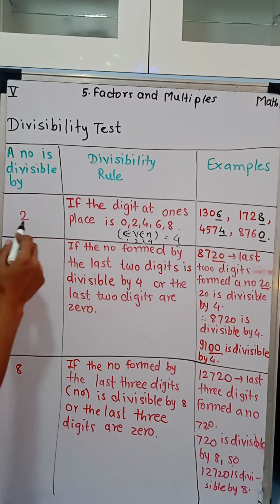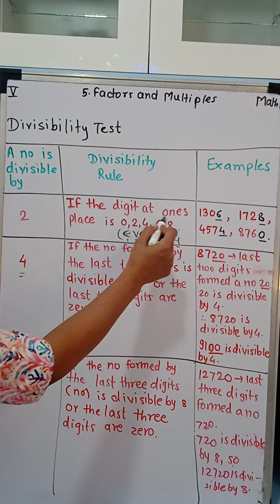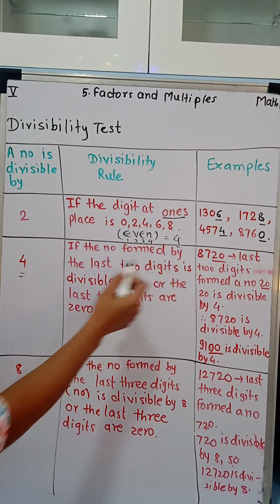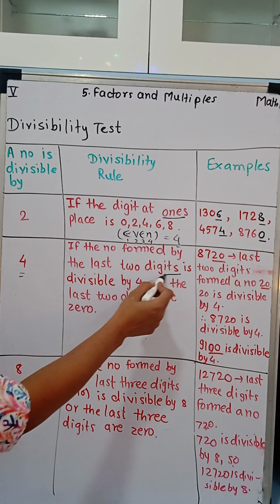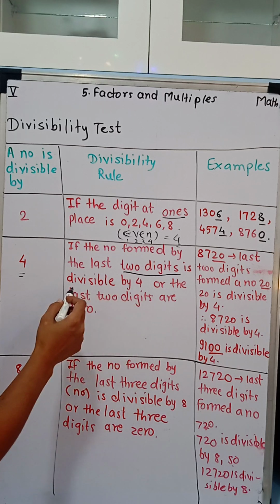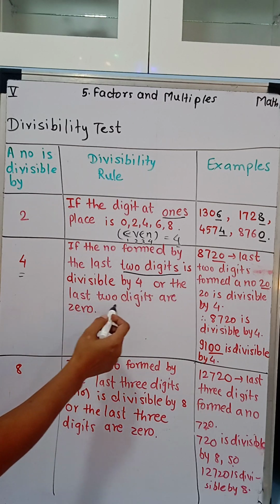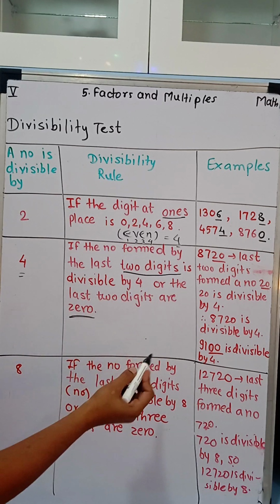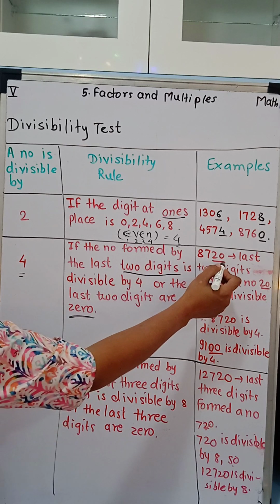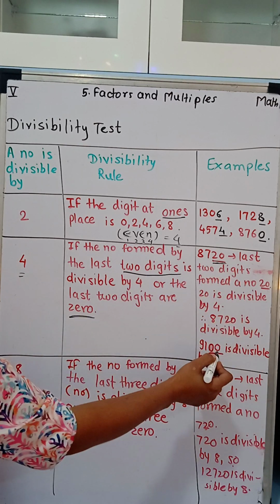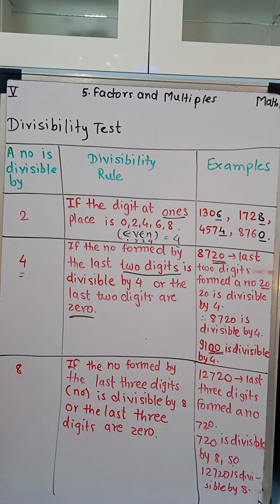For 2 we were looking at only one digit. For 4, if the number formed by the last two digits is divisible by 4, or the last two digits are 0, then that number is divisible by 4.